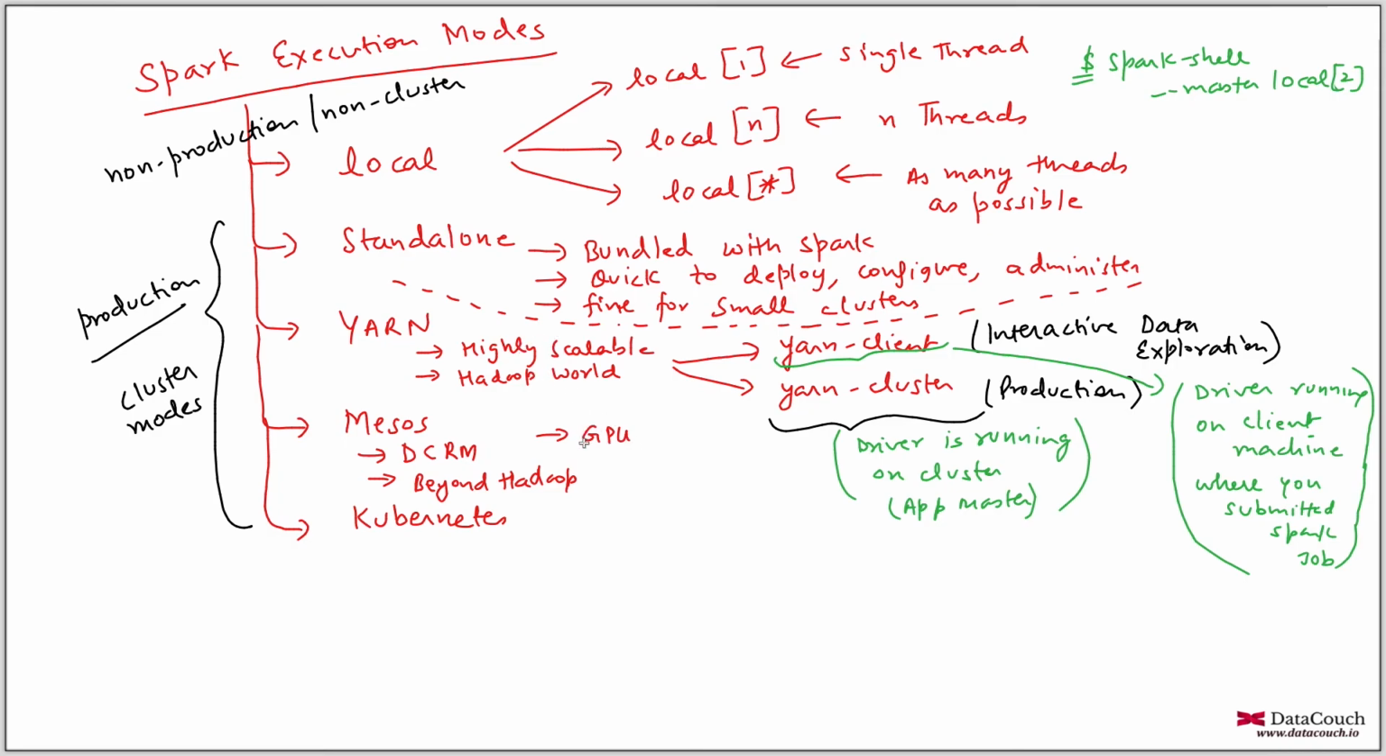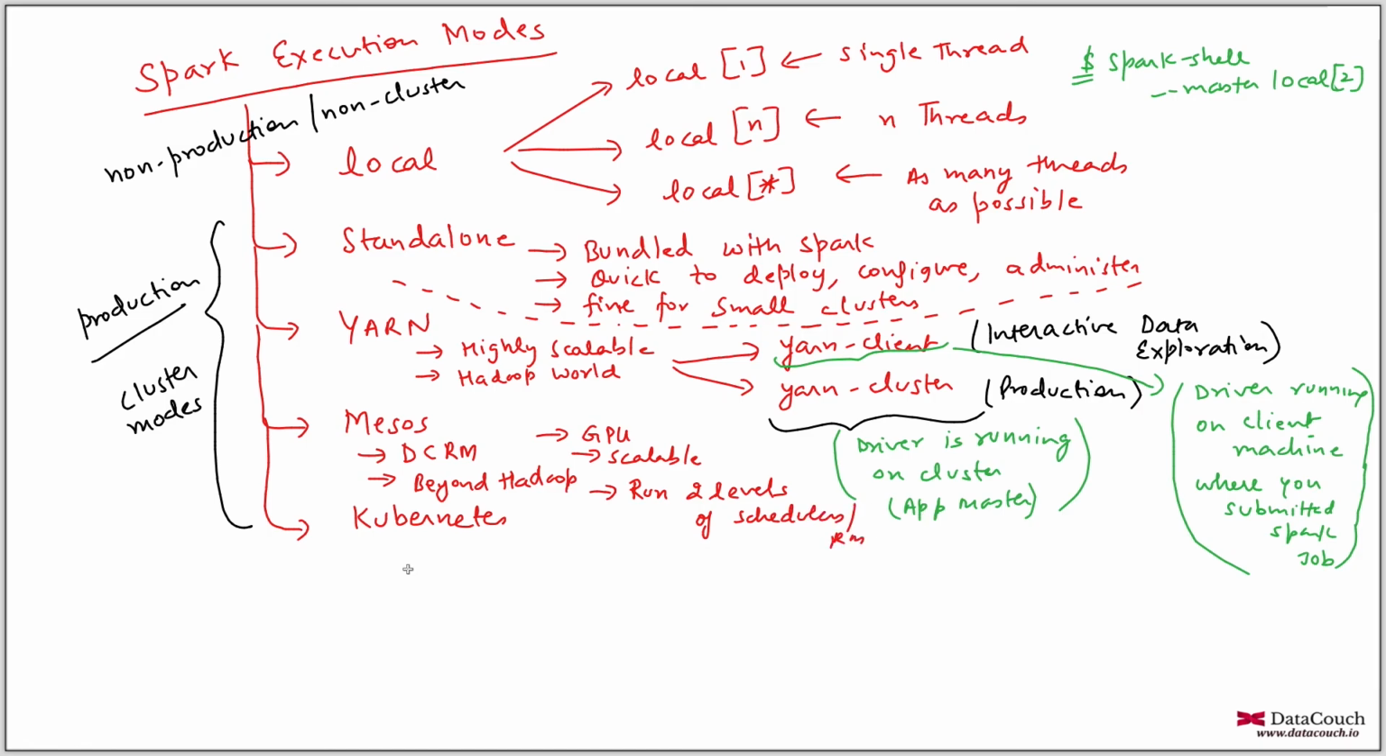But GPU support is there in Mesos. Apart from that, you will also find this is highly scalable, so you can use Mesos in combination with yarn. So you can have two level of scheduling. So applications which are beyond Hadoop can use Mesos scheduler, but if applications are running on Hadoop they can use yarn level scheduler. So you can run two levels of schedulers or resource managers.